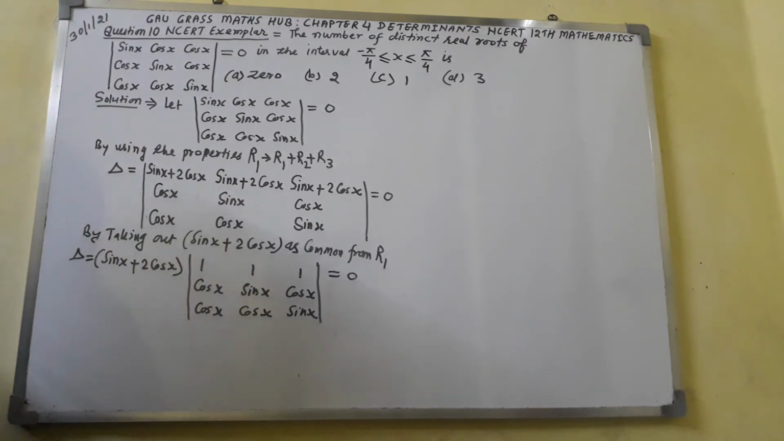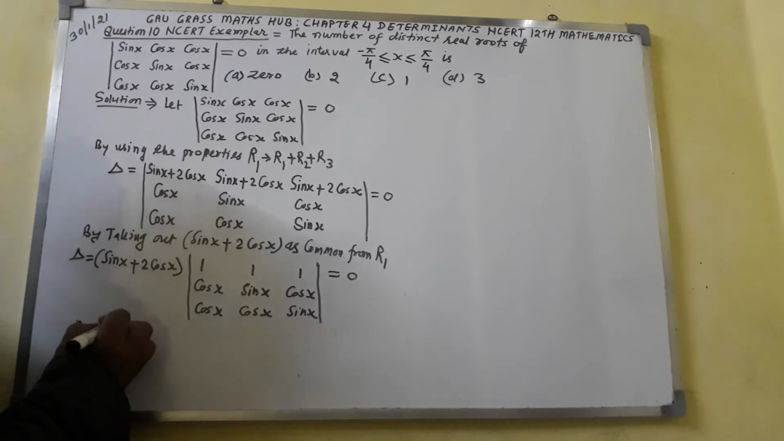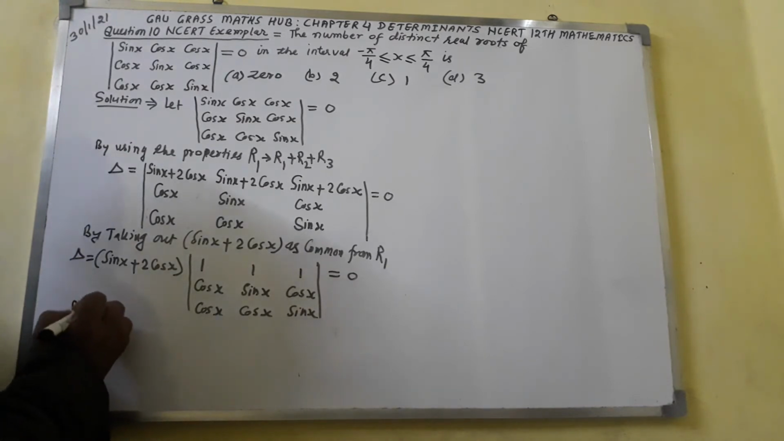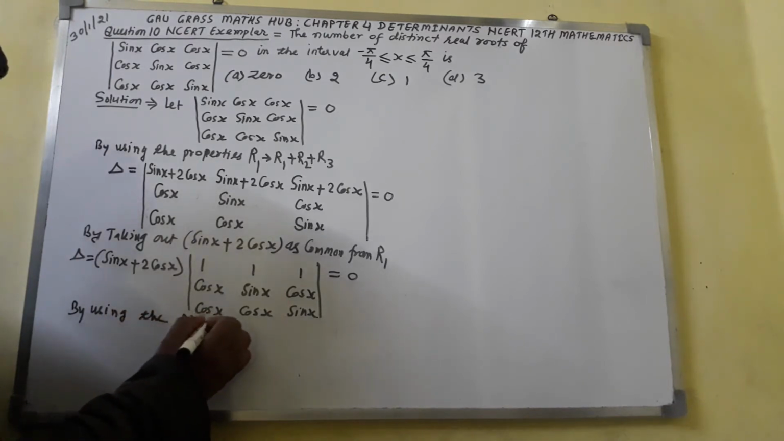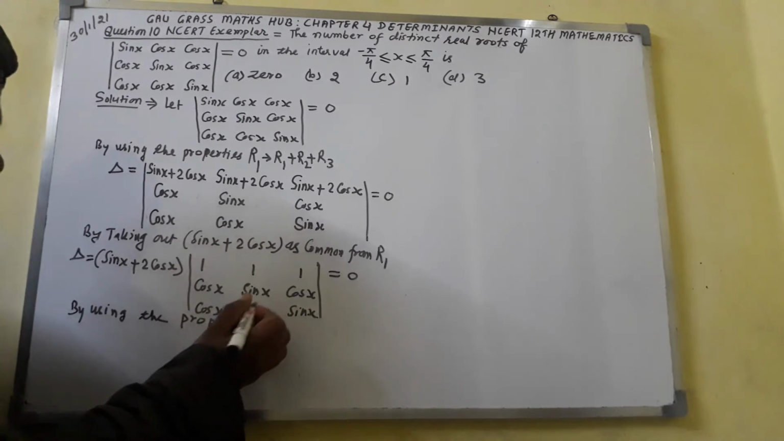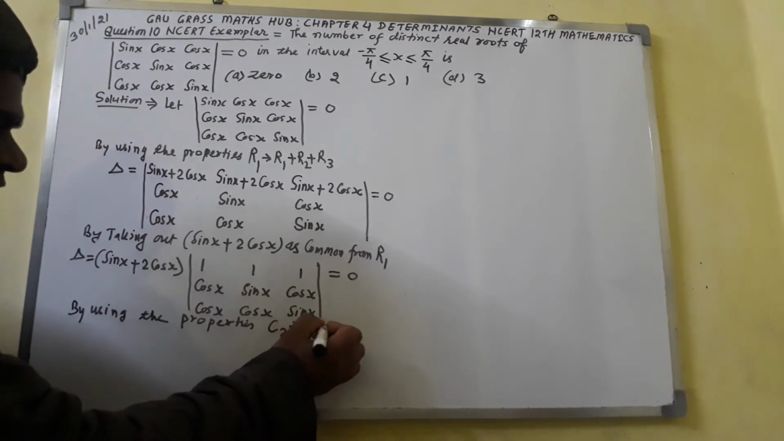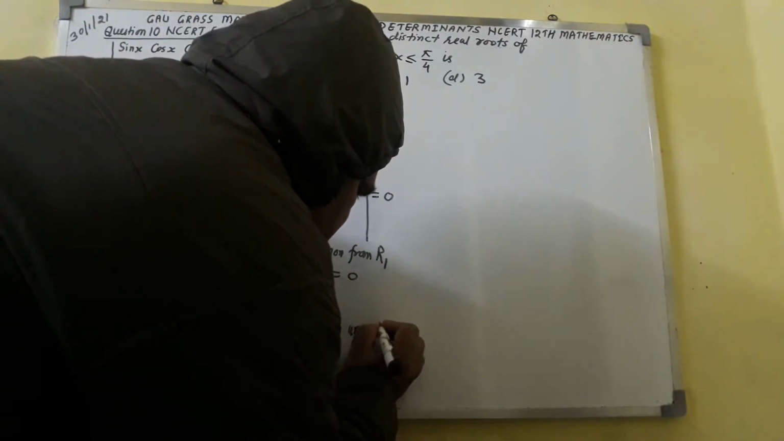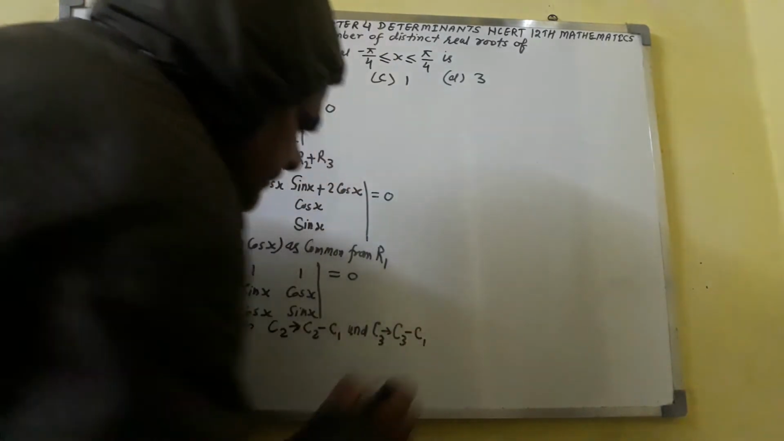So here, by using the properties, I shall write C2 goes to C2 minus C1 and C3 goes to C3 minus C1.